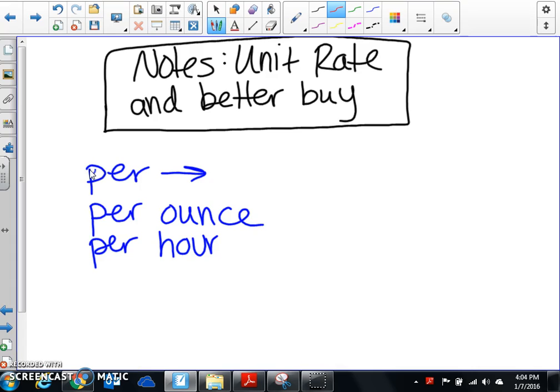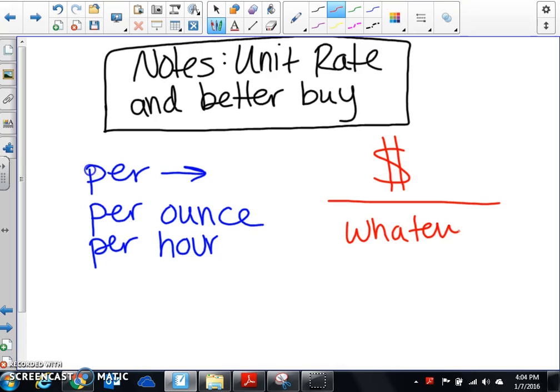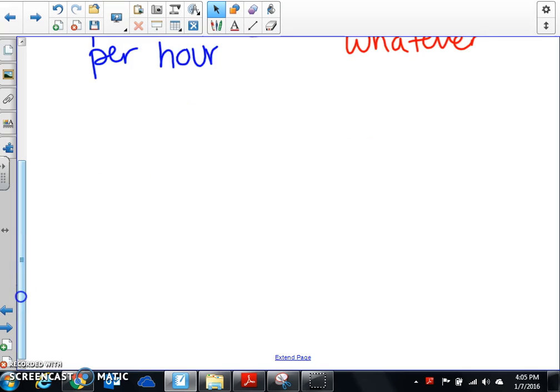money, okay, money is the most important thing. It's on top, okay? So we're always going to have for our rule money over whatever else. So over whatever they're talking about. If they're saying 18 shirts cost $32, well, the money is still going to be on top. We have to do that for unit rate and better buy, okay? Let's get to some practice problems.